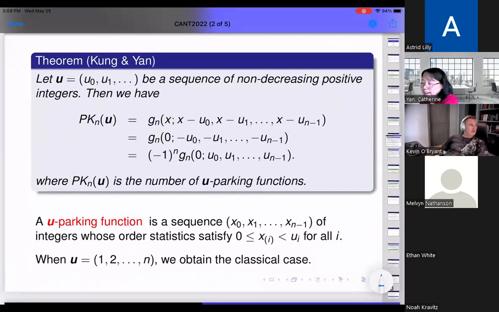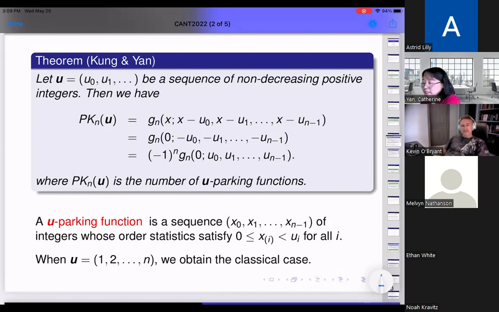The secret is revealed in this theorem, which Joseph Kung and I found many years ago. The theorem says you are given a vector u, which you can think of as a sequence of non-decreasing integers. Then the Gontcharoff polynomial G_n on some special nodes, actually by the invariance property of G_n, you can think of it as the constant coefficient of this Gontcharoff polynomial, gives you the count of something called u-parking functions.